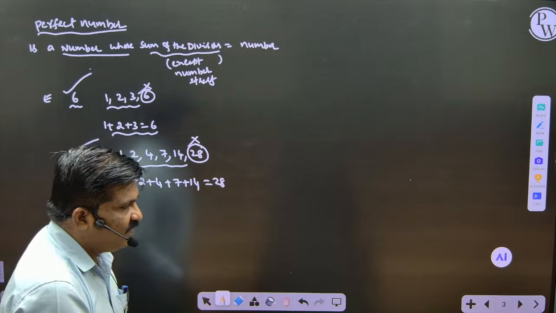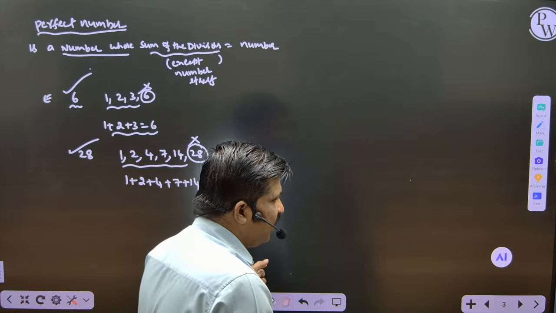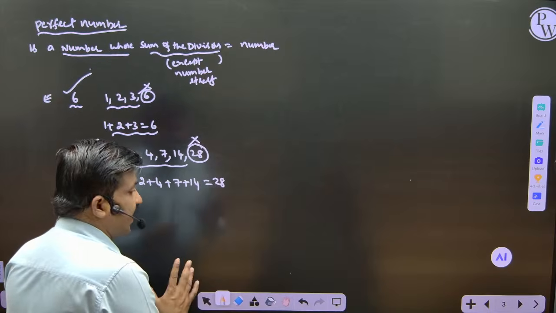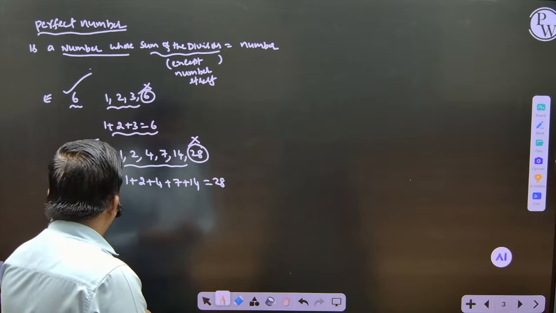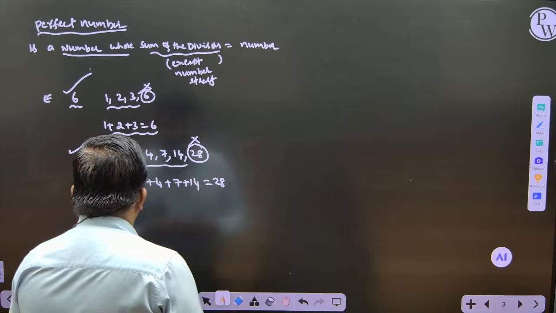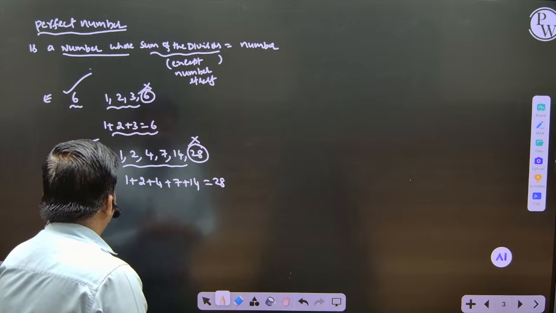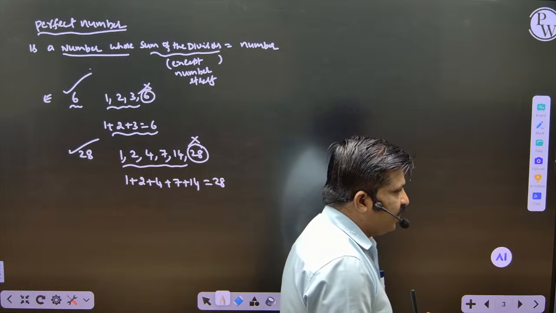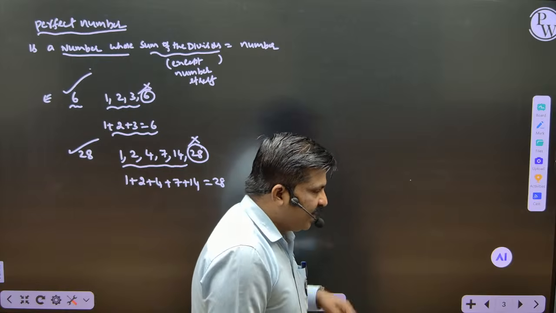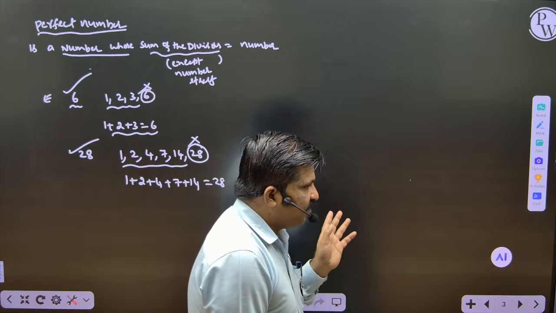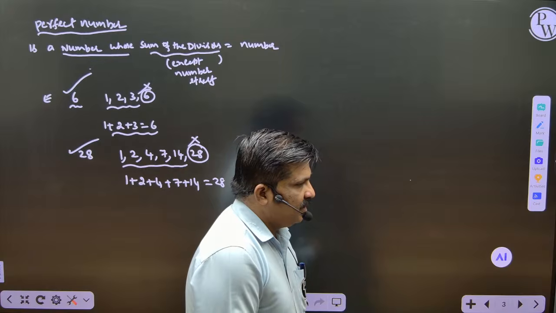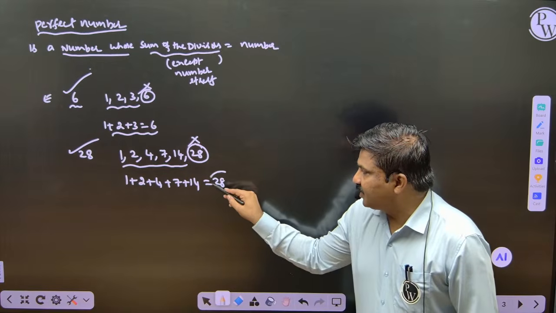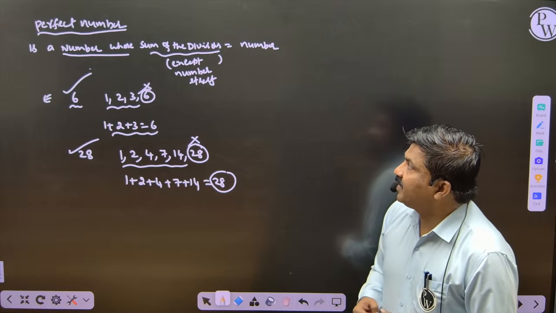What is the meaning of a perfect number? The sum of its divisors is equal to that number, except adding the number itself. You should not add that number. You have to add the divisors other than that number, and the sum is equal to the number. That's why these are called perfect numbers. Perfect number means the sum of the divisors should equal the number. Other than that number, the remaining divisors you add, which is equal to your number. Then the number is called a perfect number.